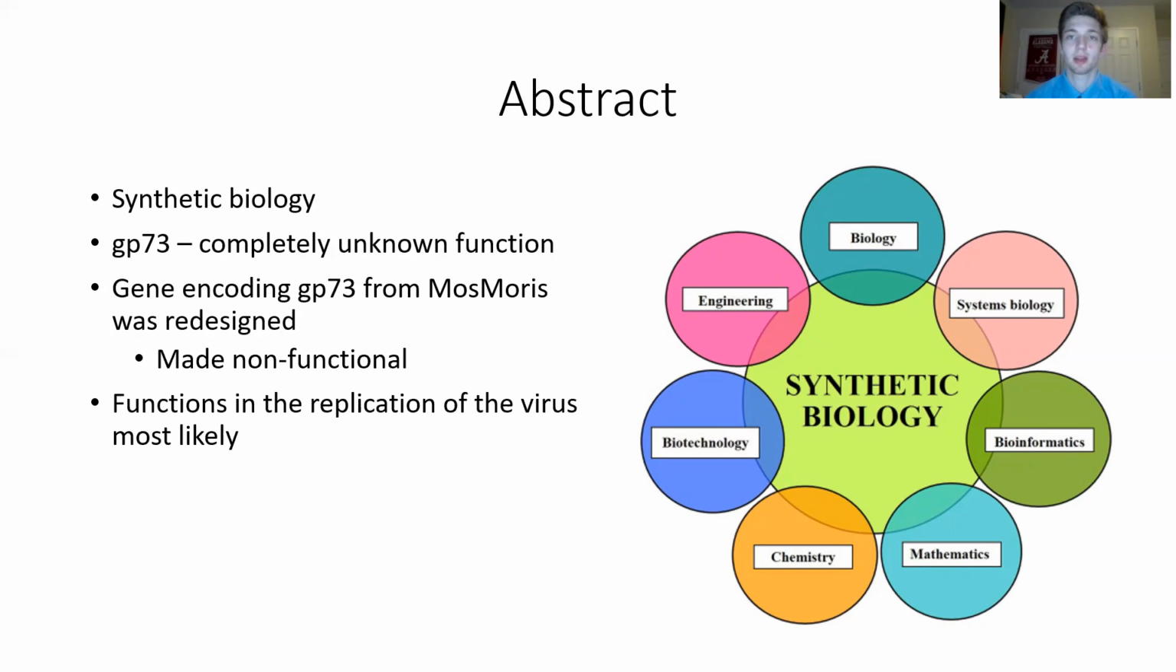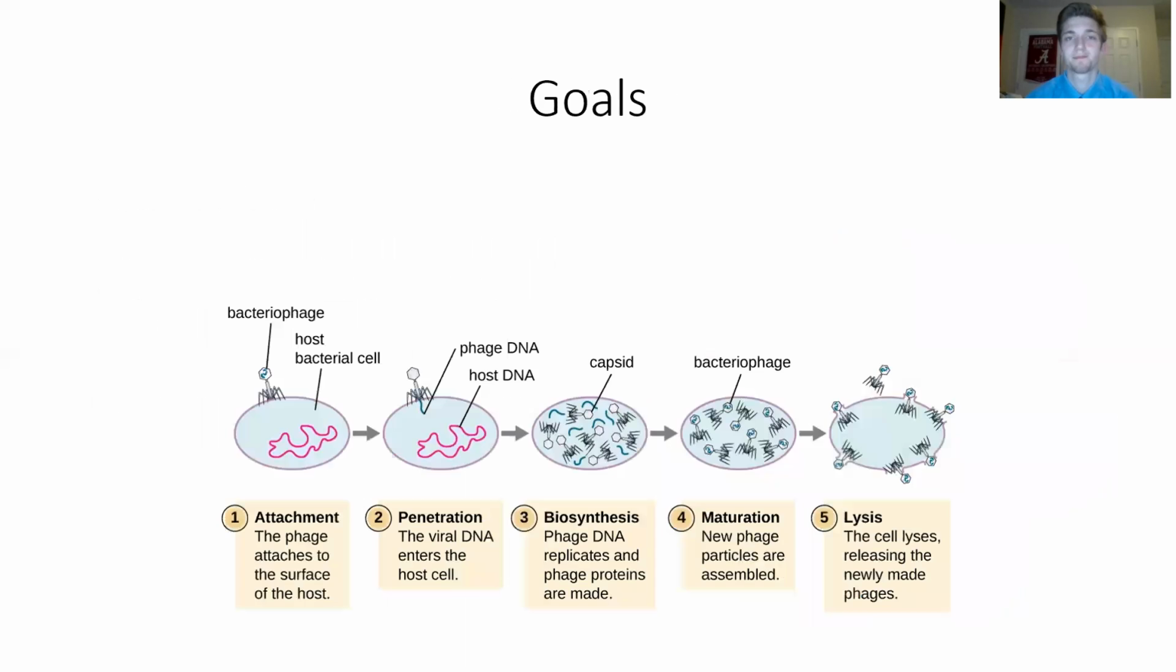Through different analytical, mostly bioinformatical at this point, techniques, I found that the gp73 functions most likely in the replication of the virus, but there's still more tests that need to be done. And most of these are using more wet lab techniques to assess the function, which I'll go into a bit more detail later on.